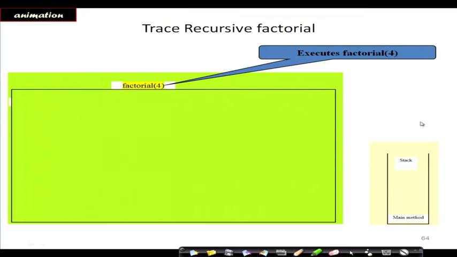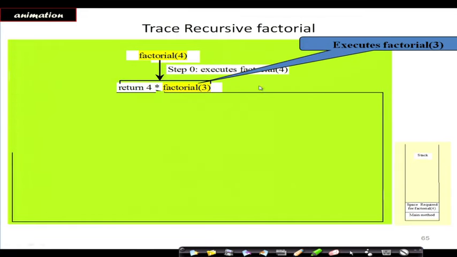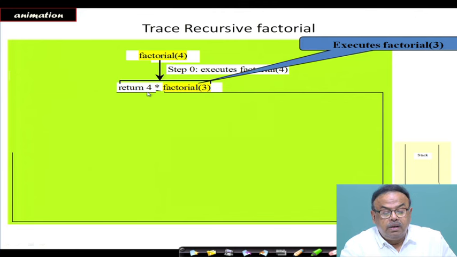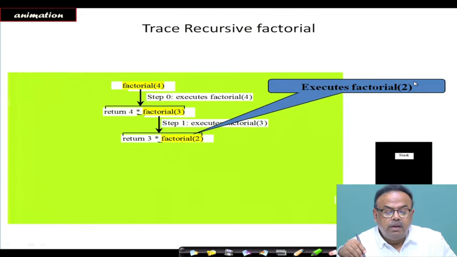Factorial 4. So, the function executes factorial 4, that is, it now returns 4 times factorial 3. You see here is the recursive call, it is calling itself, return 4 times factorial 3. What is factorial 3? Oh, you do not know what is factorial 3, return 3 times factorial 2. Oh, you do not know what is factorial 2, okay.